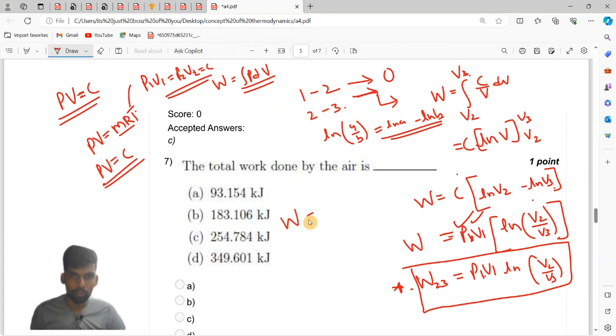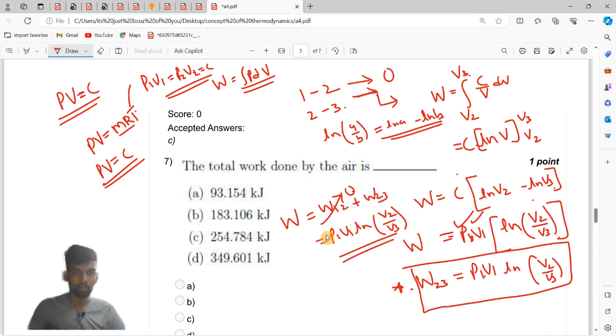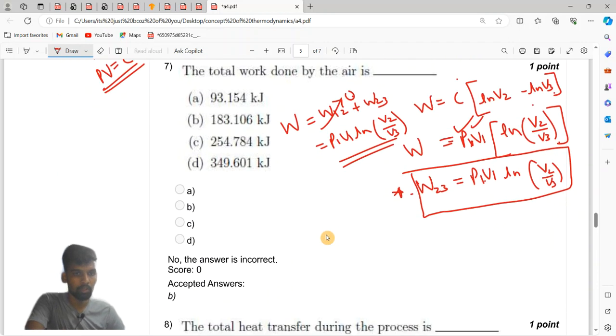So total work done is nothing but W12 plus W23. W12 will be 0. Why? Because the tank is rigid at that time. And W23 will be equal to P1 V1 ln V2 by V3. Just plug in the values of all the parameters, then you will get B as the correct answer.